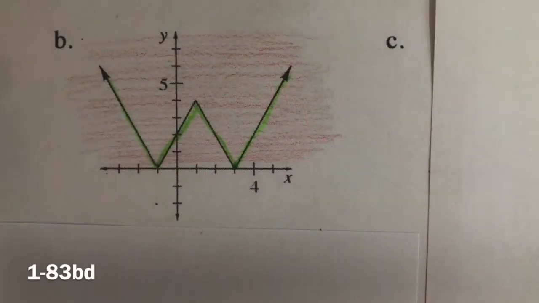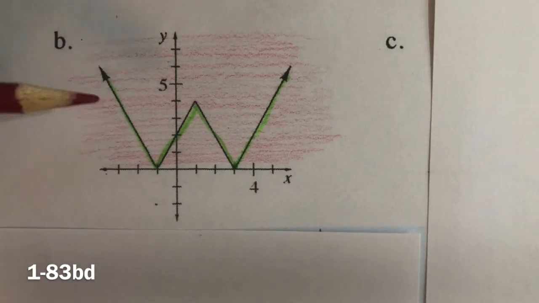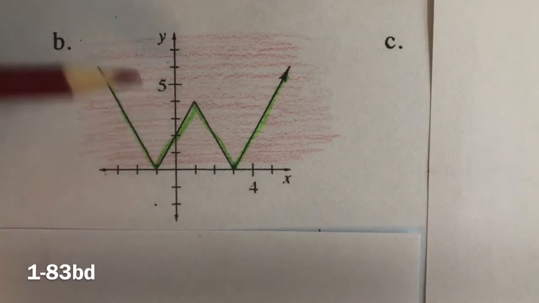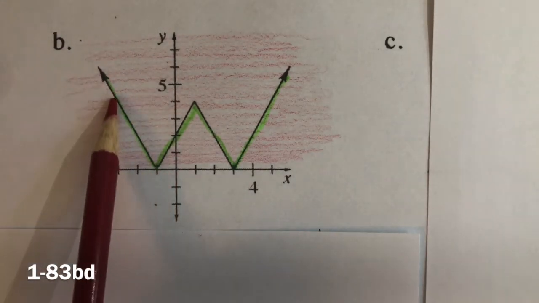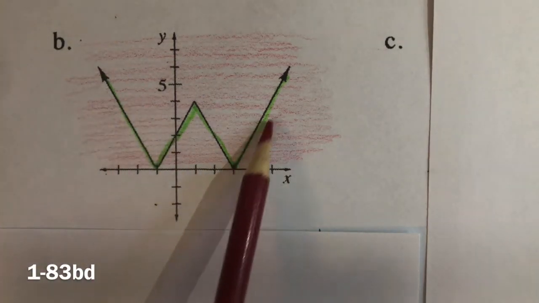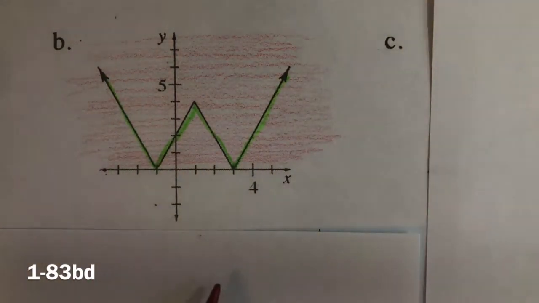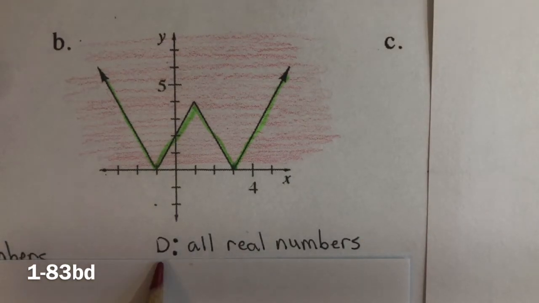Now let's determine the domain and range. The domain is all the x values, all the possible x values, so on the x-axis. And if we look, this line is going to go forever in the negative, towards the negative numbers. This line's going to go forever towards the positive numbers. So the domain is all real numbers.